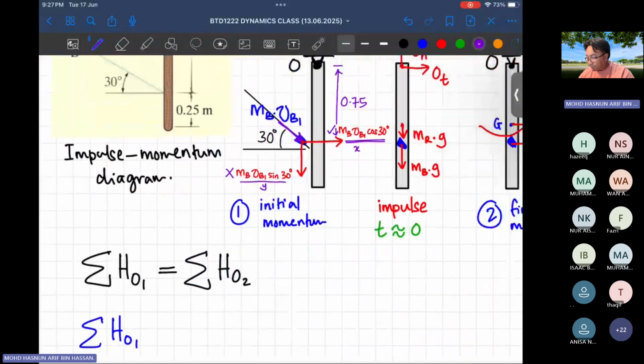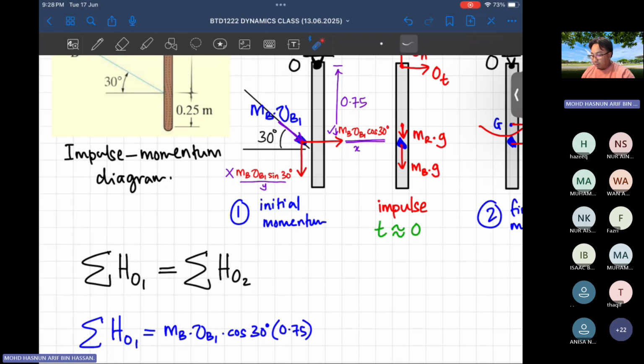So HO1 is basically MB VB1 times cos 30 degrees times the distance 0.75. MB VB is a linear momentum. To make it angular momentum, you need to multiply by the distance, as if we calculate a moment. Linear momentum, to convert into angular momentum, we need to multiply with the distance. Why do we calculate angular momentum? Because now we are using the equation for conservation of angular momentum.